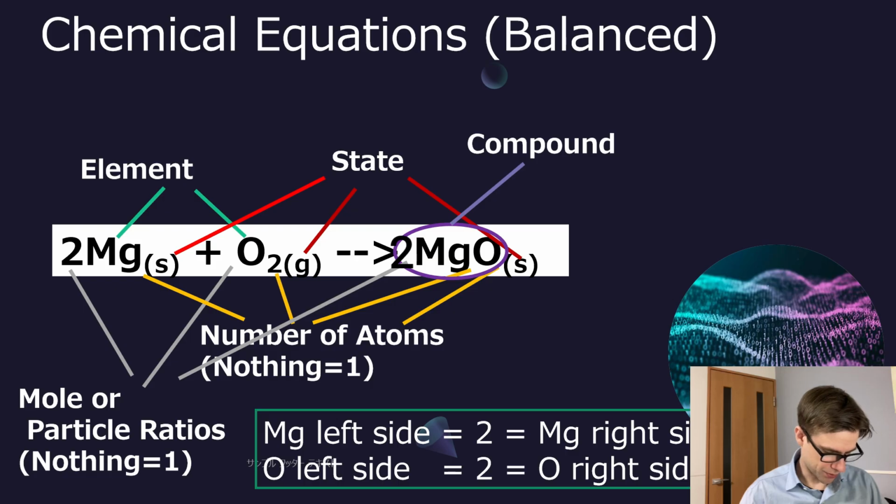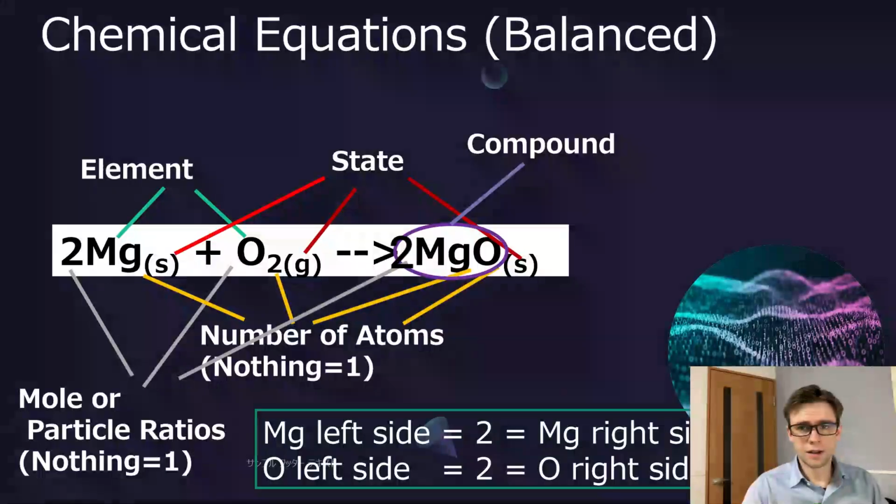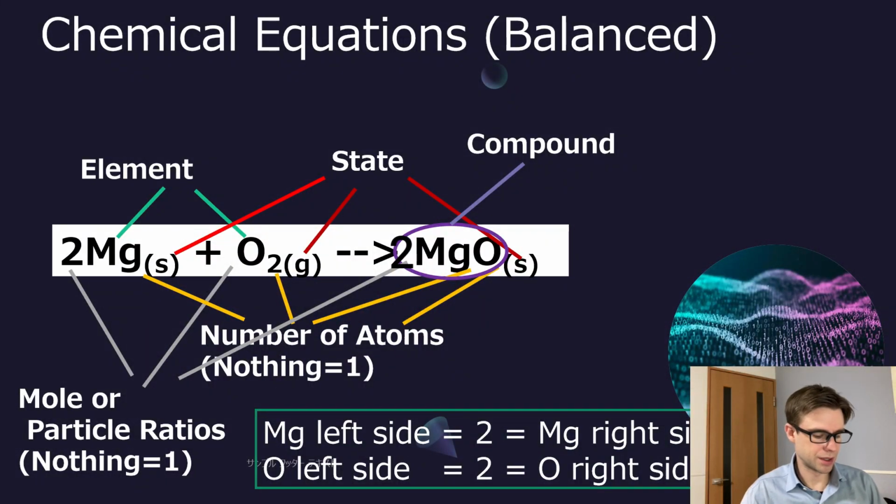Okay, so the numbers in the front, the mole or particle ratios, you can change in order to make sure that this is balanced. So if the 2 was not written in front of Mg and MgO, it would be your job to look at this and realize that they must be there to have conservation of matter, okay?